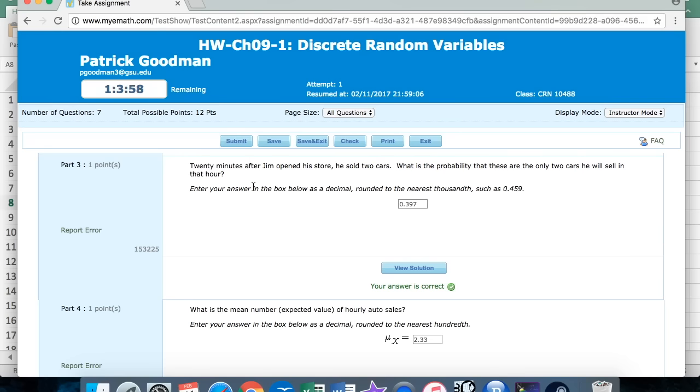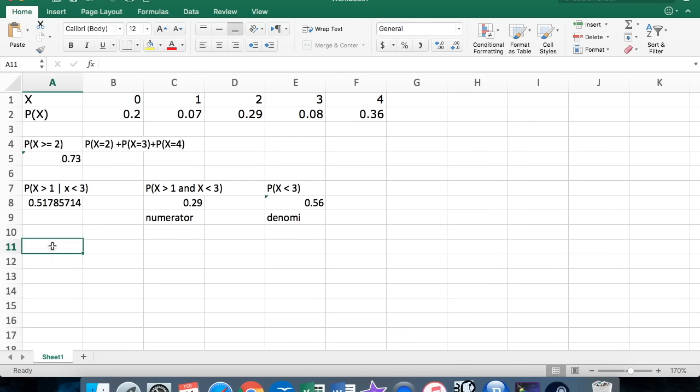So again, this is a conditional probability because we're given he sold 2 cars already. What's the probability that he only sold those 2? So in other words, this is what it's going to look like. So our probability that x is equal to 2, remember, because what's the probability he only sold, he didn't sell any more cars, meaning he only sold those 2 cars that he started with in the first 20 minutes, given that x is greater than or equal to 2.